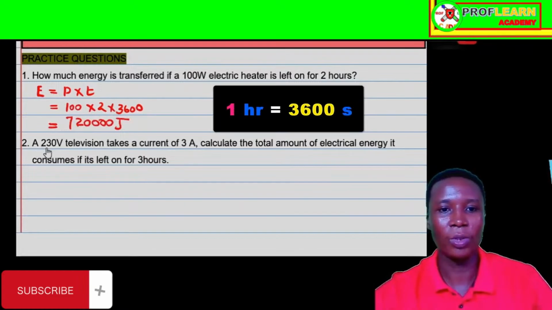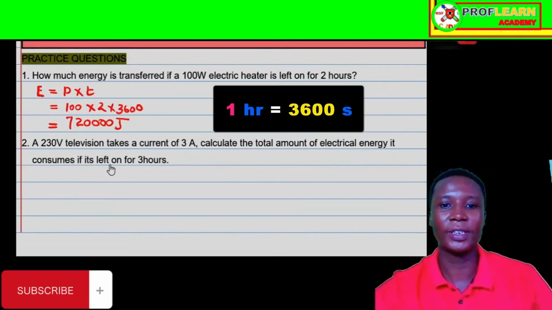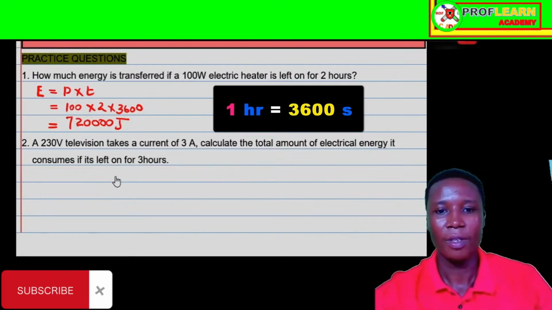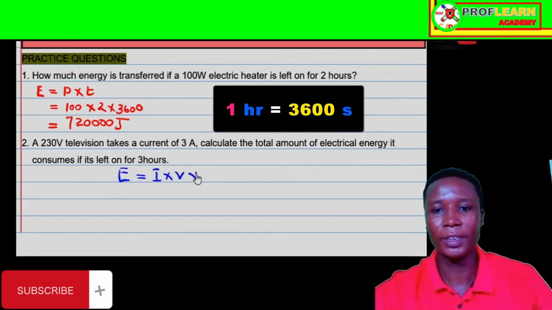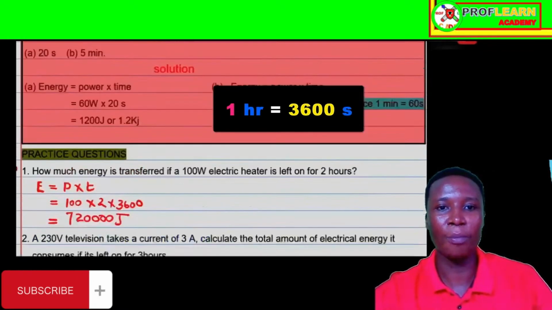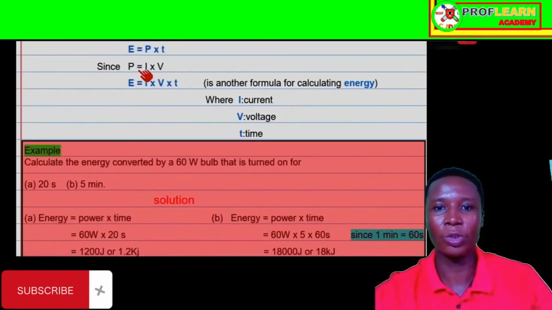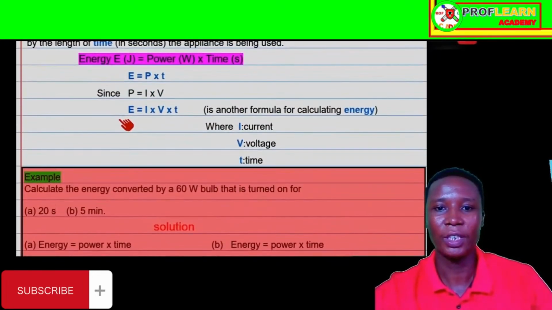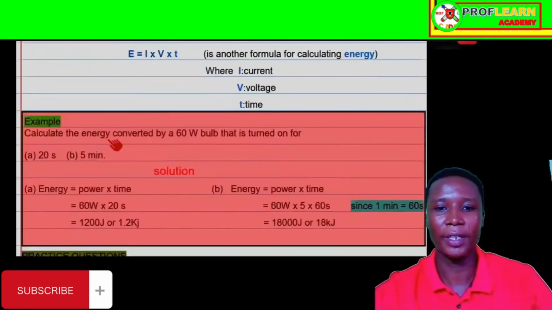In question 2, we are told that a 230 volt television takes a current of 3 amperes. Calculate the total amount of electrical energy it consumes if it's left on for 3 hours. Energy consumed equals current times voltage times time. We are going to use the second formula that we learned here because we are given current and voltage. So we are going to use this formula here.